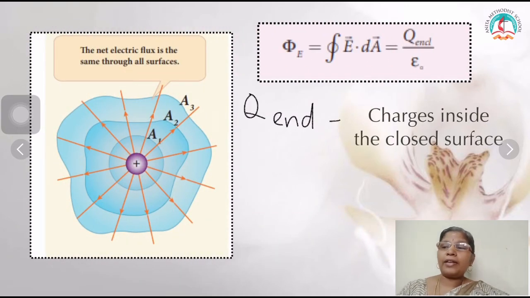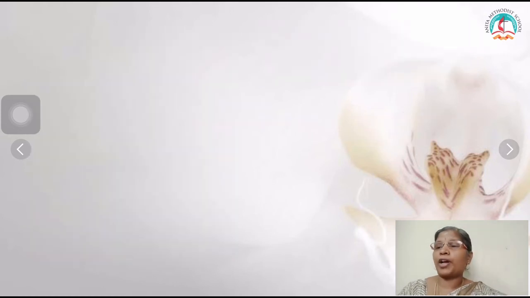How to calculate the value in the system, taking a different area. Phi E equals the closed integral of E dot dA, and that value is equal to Q enclosed divided by epsilon 0. What is the meaning of Q enclosed? How many charges are present inside the closed surface? Only those contribute to the flux.